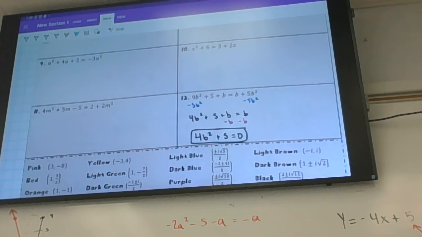Just like regular X, it's zero. That's not the answer. That's just very random. There's number 11.